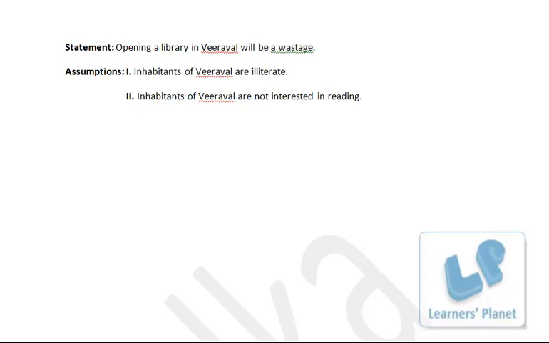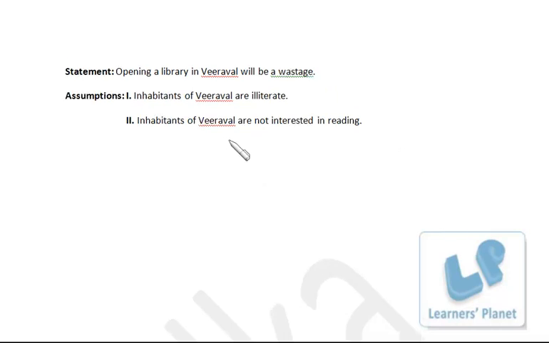Next is, inhabitants of Veeraval are not interested in reading. It's a very long drawn conclusion and a very generalized statement, right? And above all, you cannot make such a generalized statement that people are not interested in reading, that's why the library will be a wastage. This can be a wild guess, but it cannot be an implied assumption. So neither one nor two is implied. So I think it is option B.